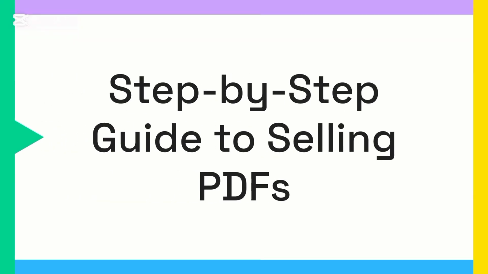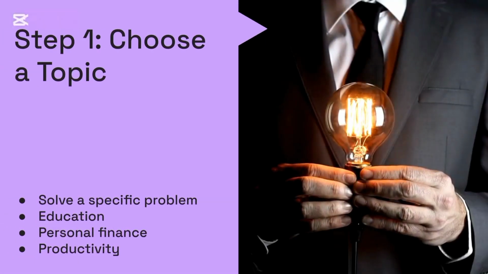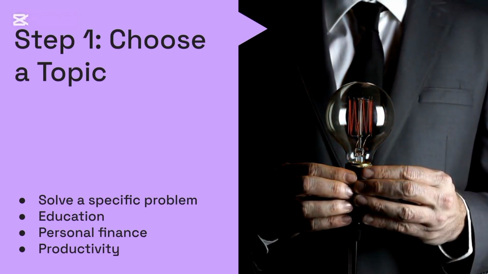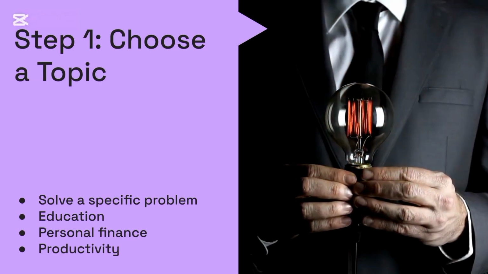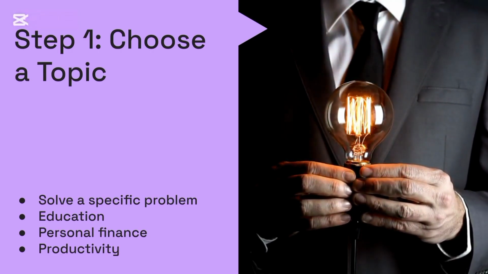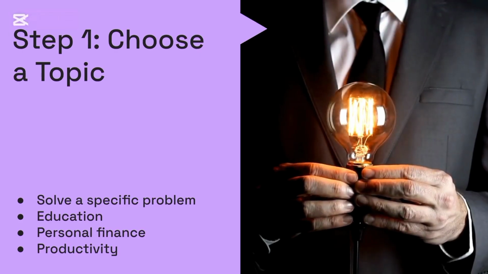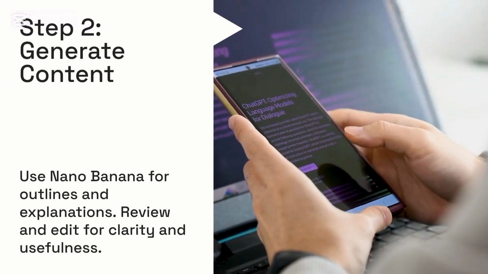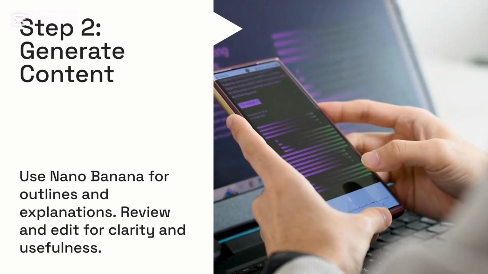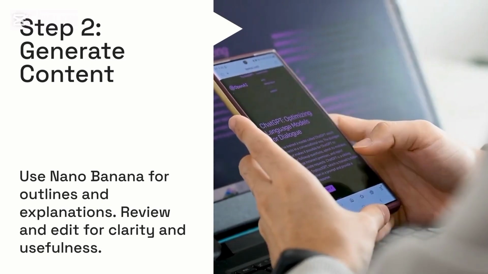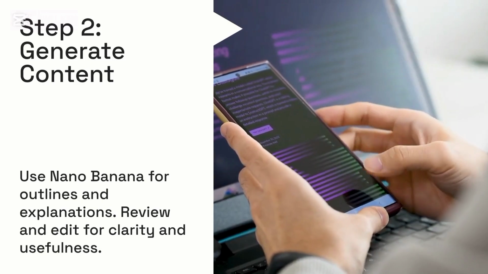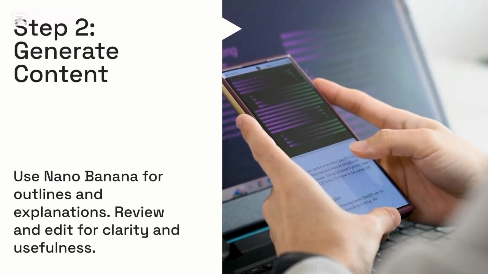Ready to start? Let's walk through the 5 essential steps to creating and selling your first successful PDF product online. The first step is critical. Choose a helpful topic. People buy digital products because they need help solving a specific problem. Focus on areas like finance, productivity, or learning materials. Next, use Nano Banana to generate your content outline and explanations. Be sure to review and edit everything to ensure the information is clear, accurate, and truly useful to your audience.